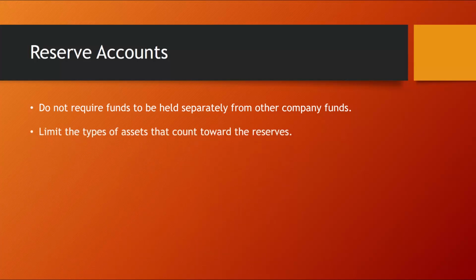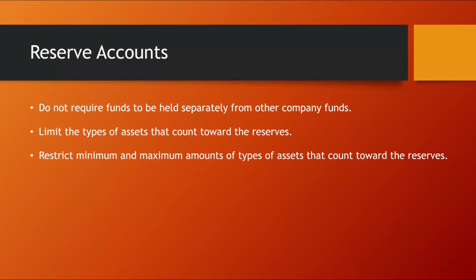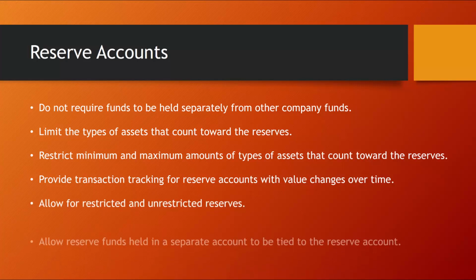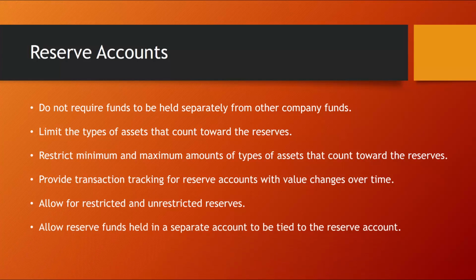Limit the types of assets that count toward the reserves. Restrict the minimum and maximum amounts of types of assets that count toward the reserves. Provide transaction tracking for reserve accounts with value changes over time, such as capital improvement funds. Allow for restricted and unrestricted reserves. And allow reserve funds held in a separate account to be tied to the reserve account.